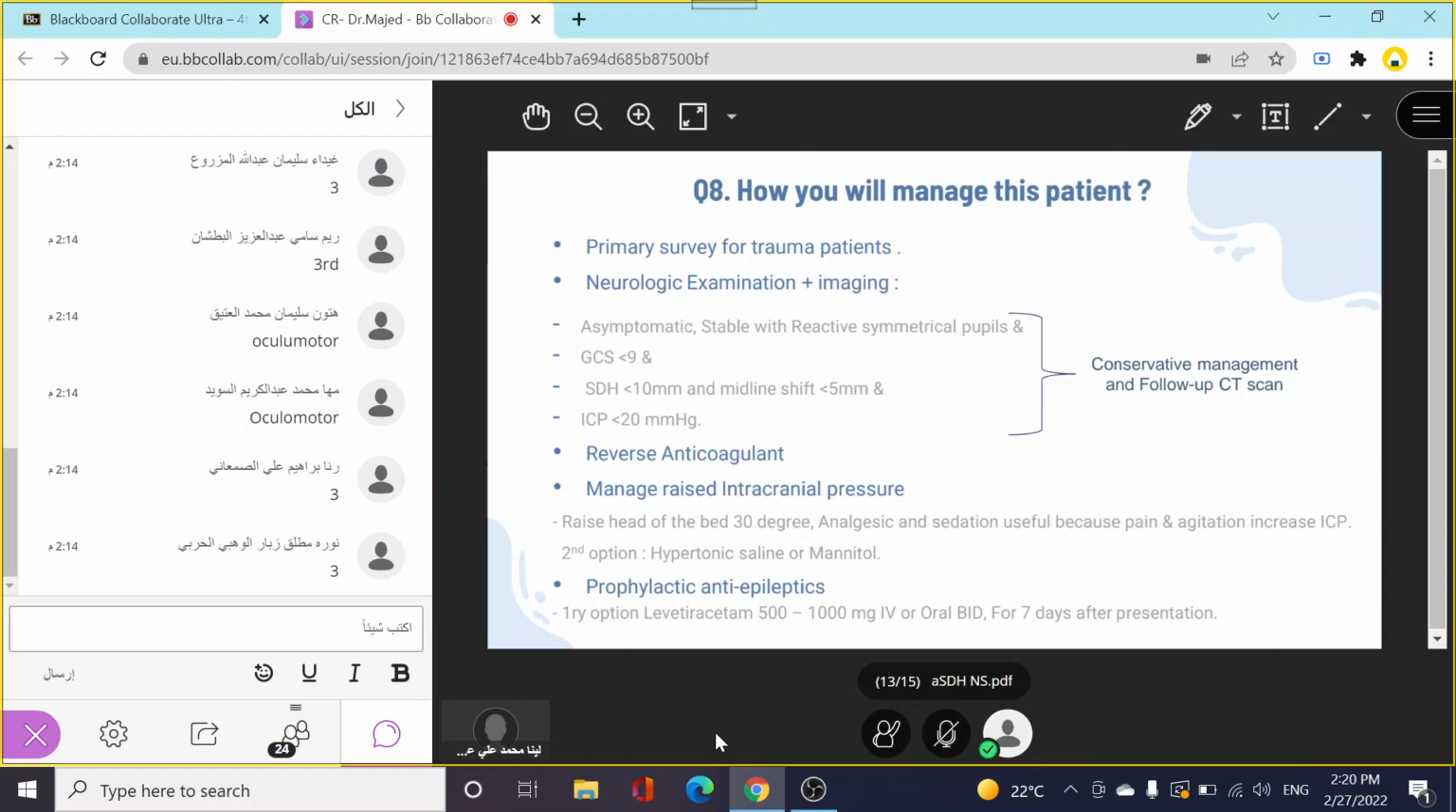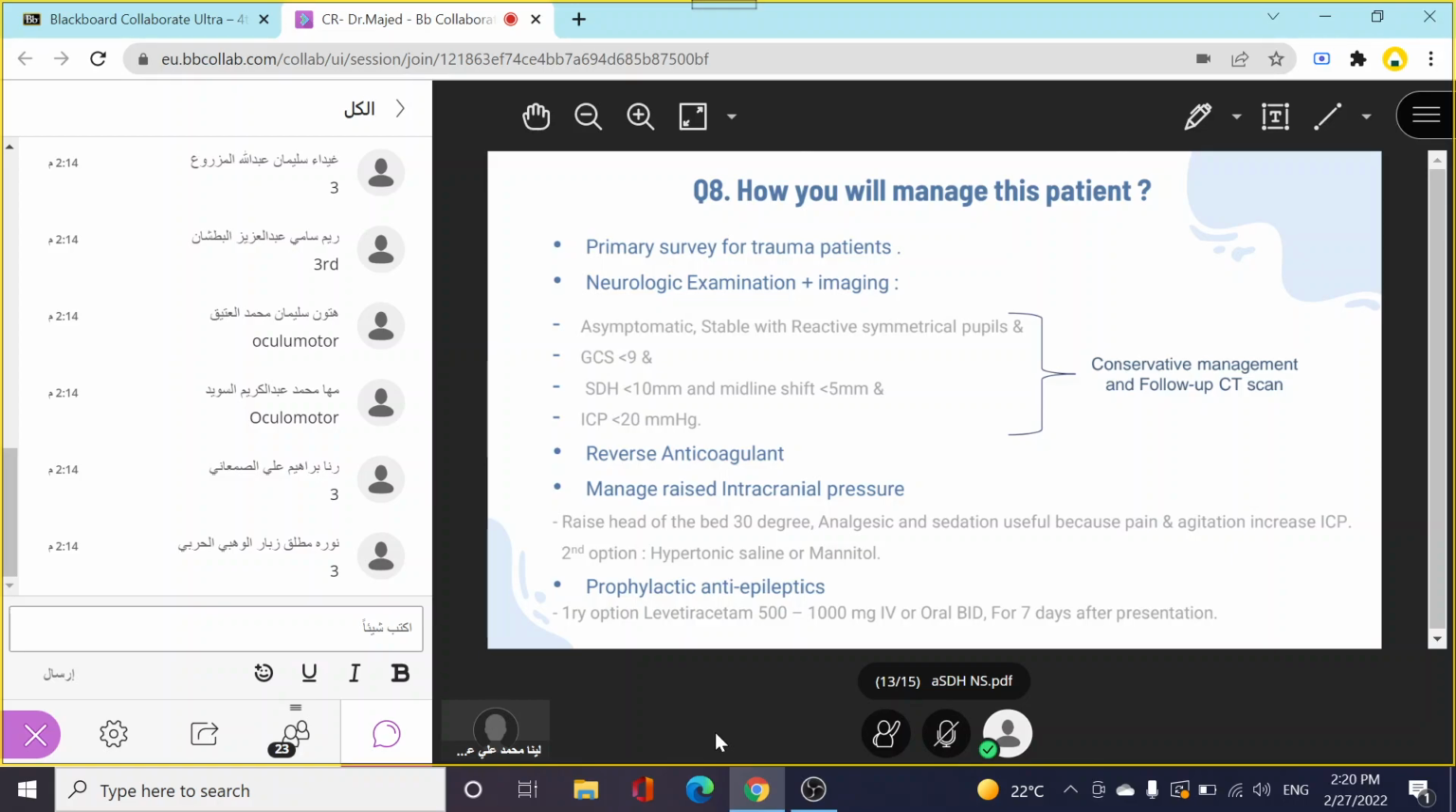And also we will manage a raised intracranial pressure simply by raising the head of the bed 30 degrees and giving analgesic and sedation if the patient is agitated or in pain, because those will increase the intracranial pressure. And also we can hyperventilate the patient, which can also decrease the intracranial pressure.